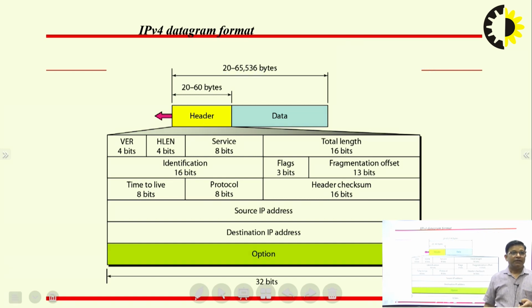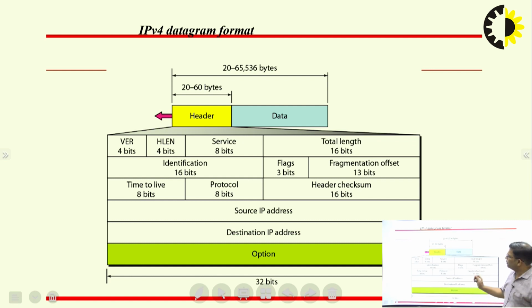So this is the IPv4 header format. The size of the IPv4 datagram is a maximum of 65,536 and the minimum is 20. These 20 bytes are kept for the HLEN, the header length. So the minimum size of HLEN should be 20 bytes. Therefore the data size is 65,516 bytes.